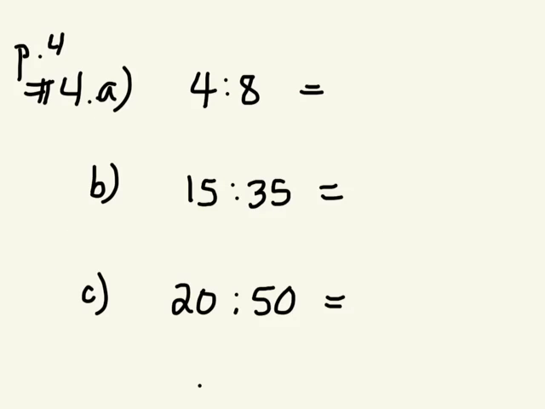4a, what did you divide each number by? Divided by 4, good. So 4 divided by 4 is 1, 8 divided by 4 is 2. So 4 to 8 is equal to 1 to 2. Or 4 over 8 equals 1 over 2. Okay, did anyone do this one differently? What if I started by dividing by 2? What's 4 divided by 2? And what's 8 divided by 2?